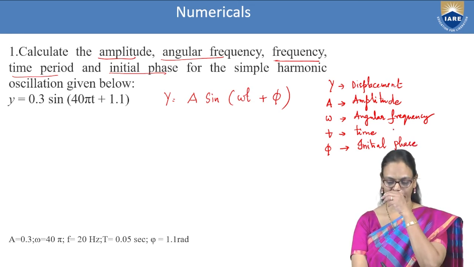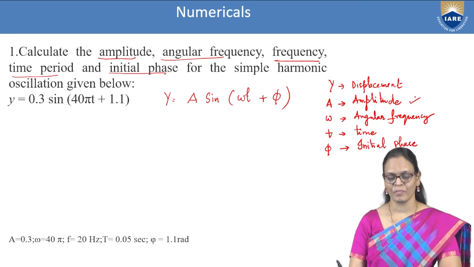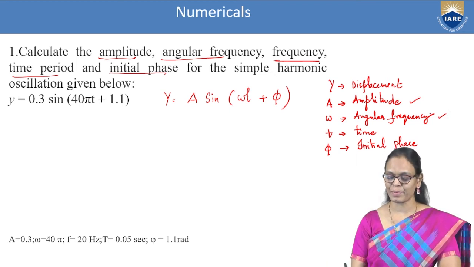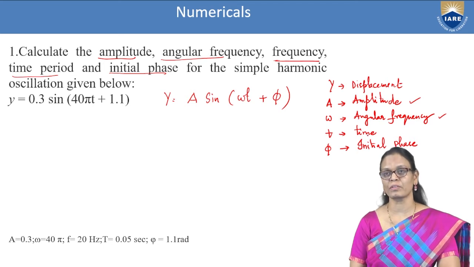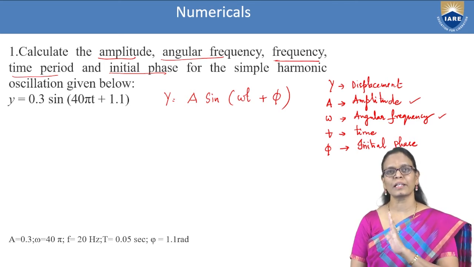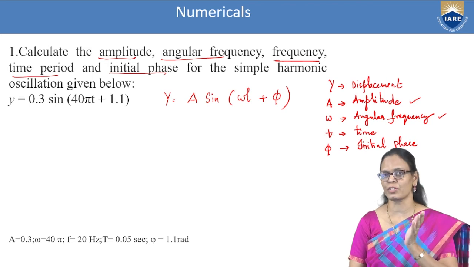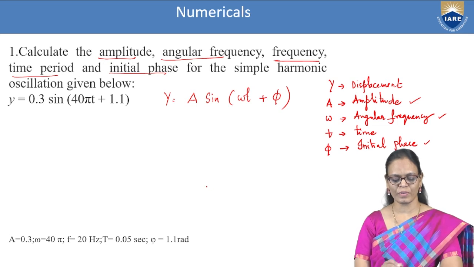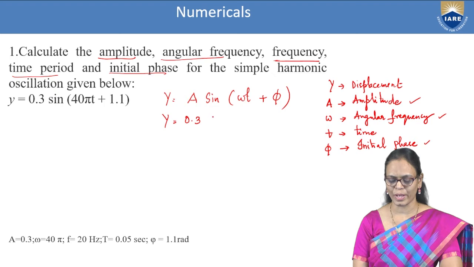So we have to calculate the amplitude, we have to calculate the angular frequency, we have to calculate the time period. Time period means the time taken for one complete vibration, we call it as time period, and also the initial phase. So we will try to write the equation here and try to compare the two expressions. What is given for us is this equation. So let us try to compare.